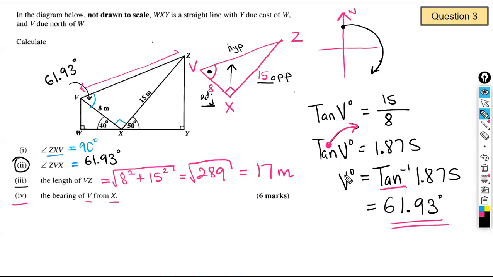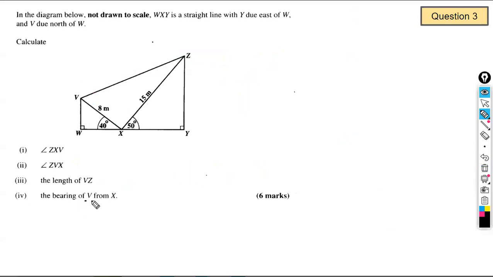Okay. All right. So I have a lot of clearing up here to do. I had to erase a lot of things on the screen here. I just need to memorize this angle, 61.93. So let's clear everything now. The bearing of V from X. So that means we are standing by X. In a bearings question, you just have to look for the word from and the letter after that. And that will tell you where you are standing.